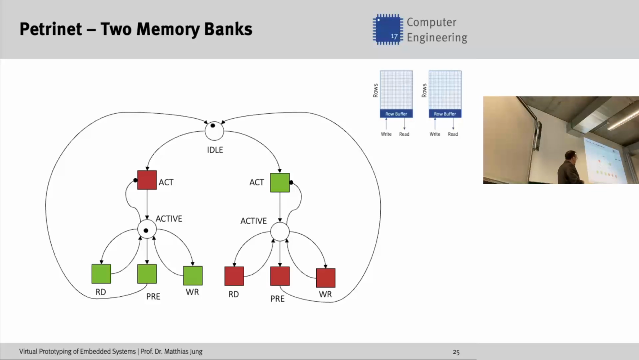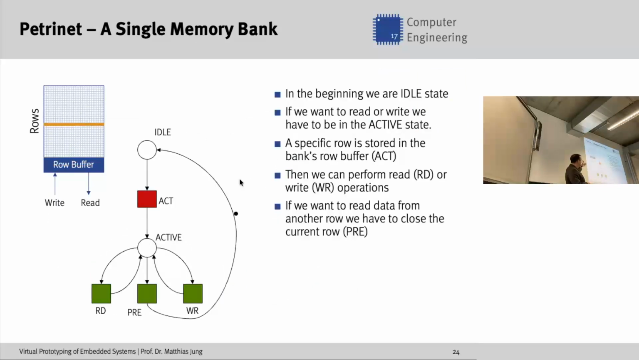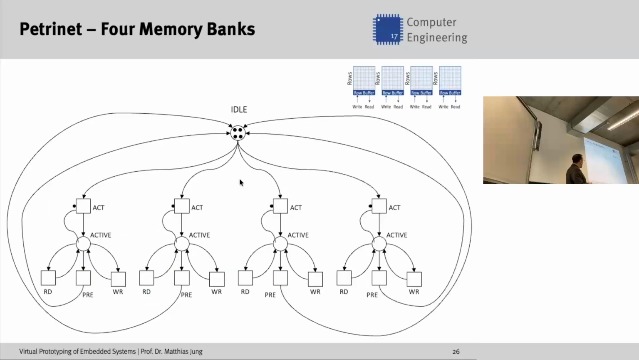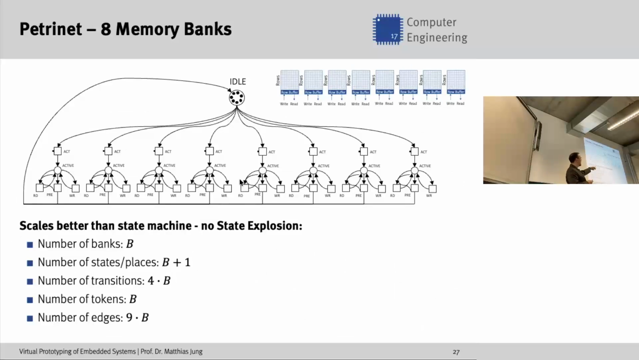And now we have a working model that scales. So we did not need basically the inhibitor arc in the simple one because there is no parallelism yet. But now we add this here, and then now it scales. So the 4-bank system looks like this, and then the 8-bank system looks like this. So of course you need a lot more tokens, but it scales better.